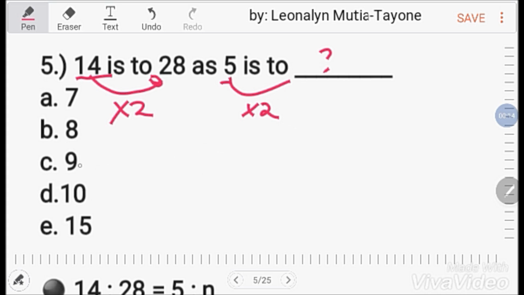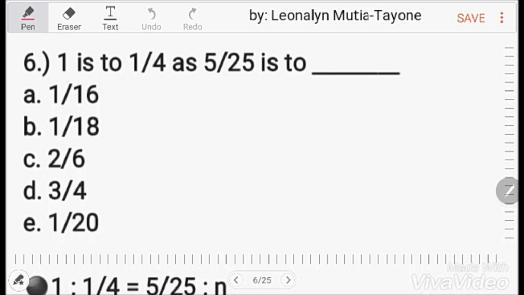Mag-multiply ka rin ng 2. So, 10 ang sagot diyan. Next, number 6. 1 is to 1/4 as 5 over 25 is to what? Ang 1 naging 1/4. So, ang 1 na-divide mo lang ng 4, so naging 1/4 siya.